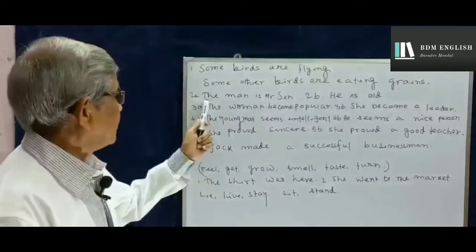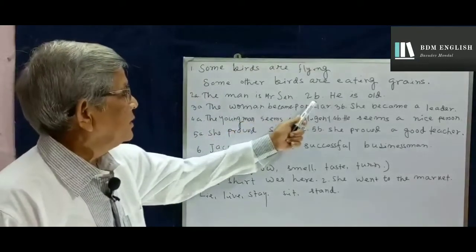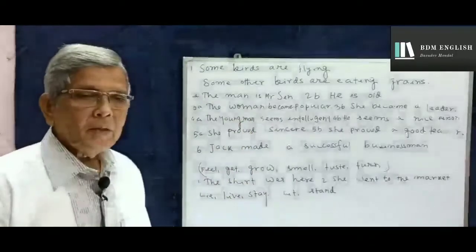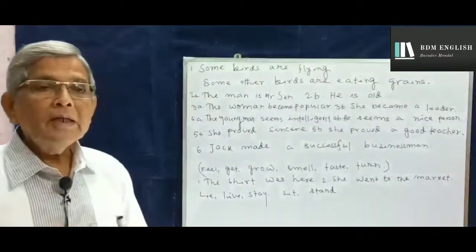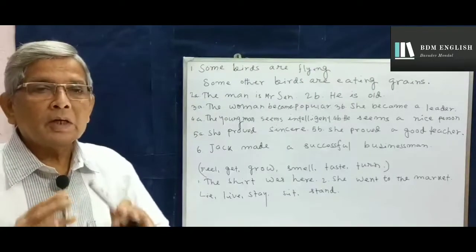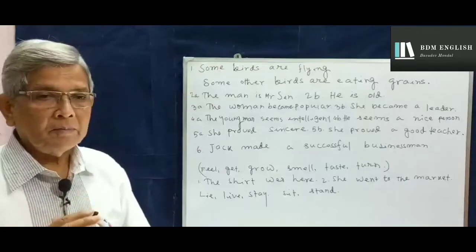But look at this sentence. The man is Mr. Shen. And sentence number 2b, he is old. Is, that is be, as an ordinary verb, is an intransitive verb. Be, become, look, seem, grow, get, etc. are intransitive verbs.